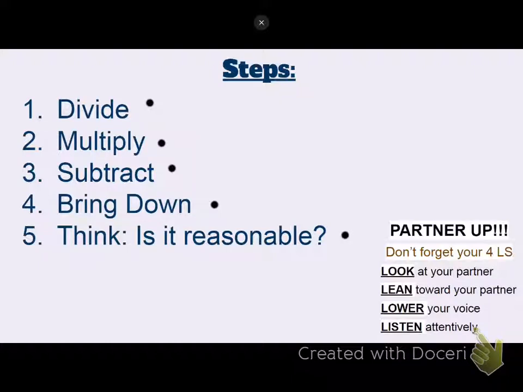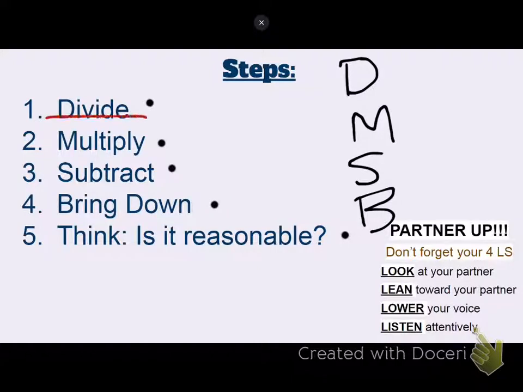Something that I've told students in the past is you can think of it as dad, mom, sister, brother. Again, when you divide, you can think dad, mom, sister, brother. The dad stands for divide, step 1. Mom's multiply, step 2. Subtract is sister. And then brother is bring down. That little acronym I think will help you remember the steps in order. So dad, mom, sister, brother: divide, multiply, subtract, and finally bring down. Checking, of course, at the end: does it make sense?